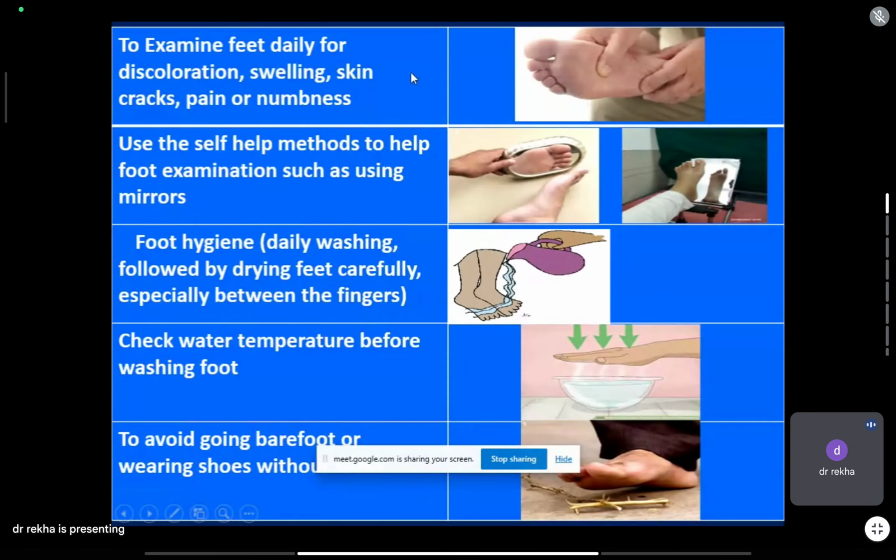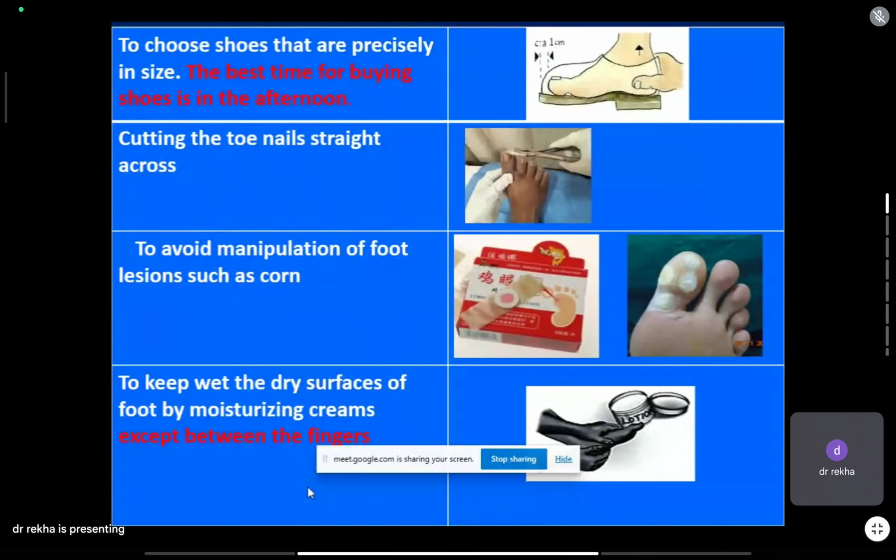These are the general instructions for the patient which we provide to our patients. Examine the feet daily. Use this type of mirror to check their feet regularly. Foot hygiene to be maintained. Check the temperature of the water and do not walk barefoot. Use the proper footwear, and the best time for buying shoes is the afternoon or in the evening, because in diabetic patients there may be a swelling of the feet. Cut the nails straight across and never use this type of corn cap.